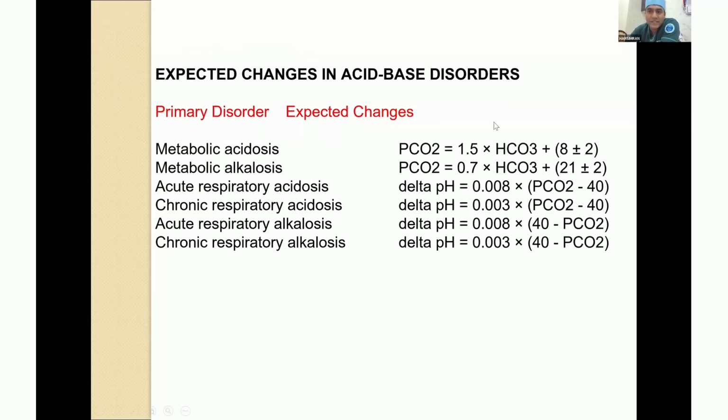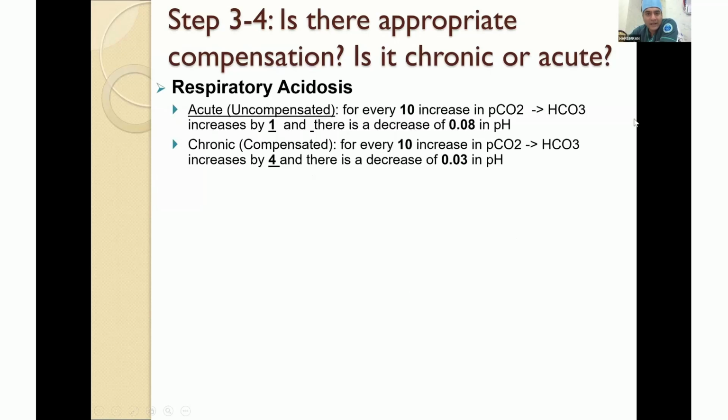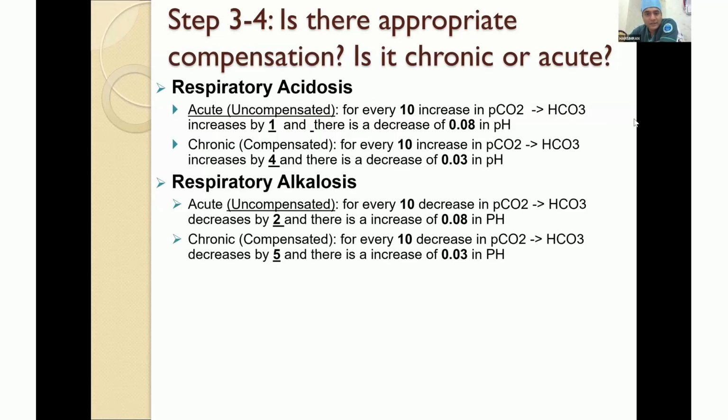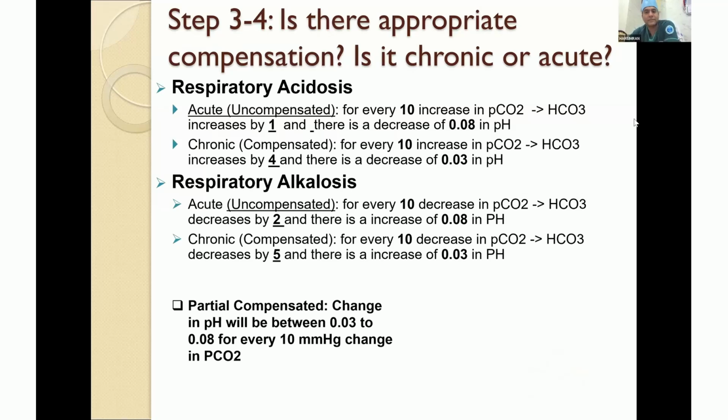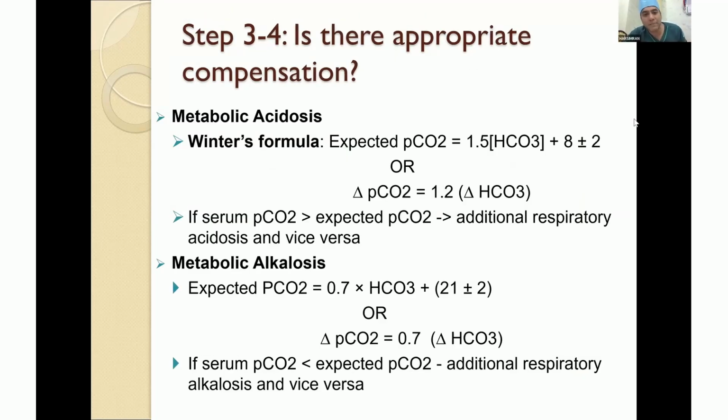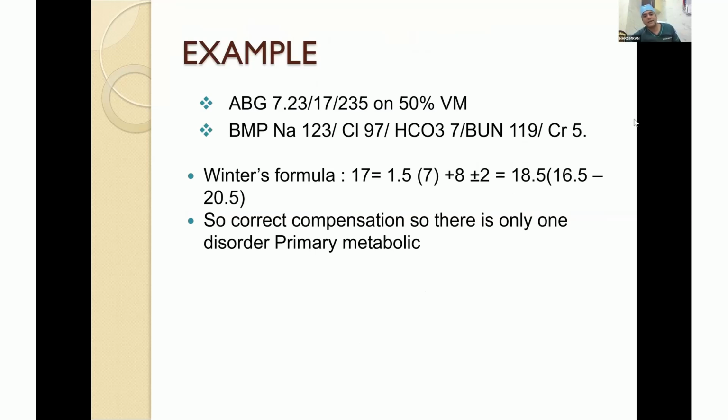So if it is metabolic acidosis, as I've told you, the formula is 1.5 into bicarbonate plus 8, plus or minus 2. Once we apply this formula, we come to know whether compensation is appropriate or not. If we apply it, it will come as appropriate compensation based on Winter's formula. So the correct compensation will always be there if it is a primary metabolic disorder.